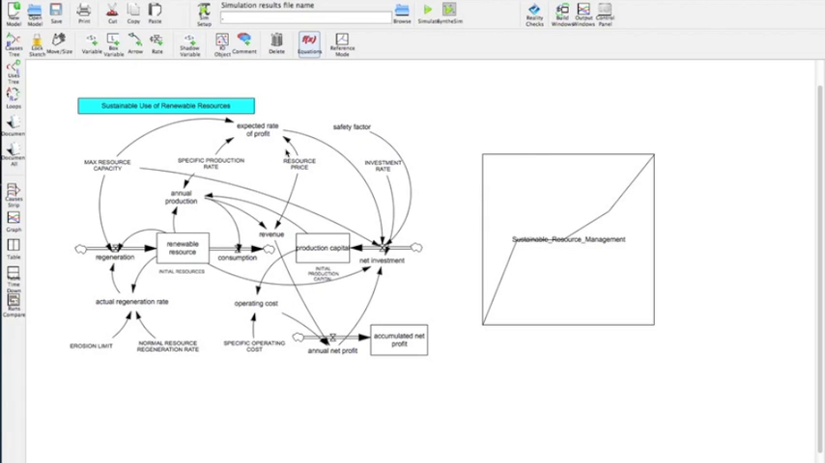Now let's take a look at the stock variable production capital, and that's going to take us to talk about investment.